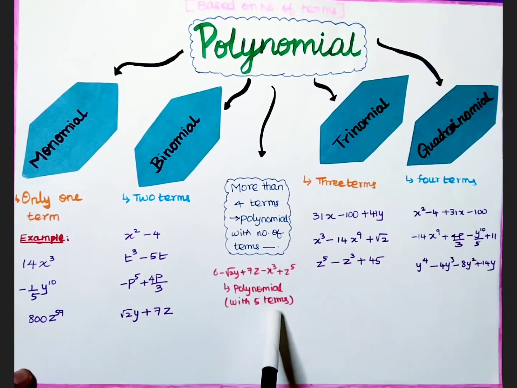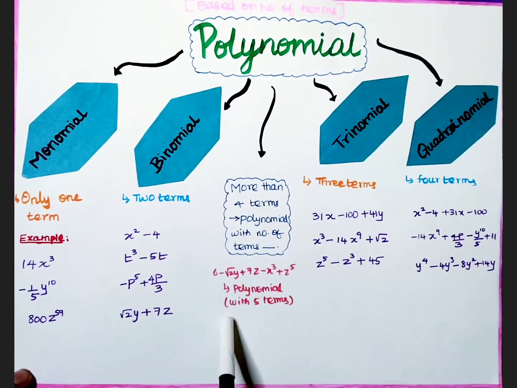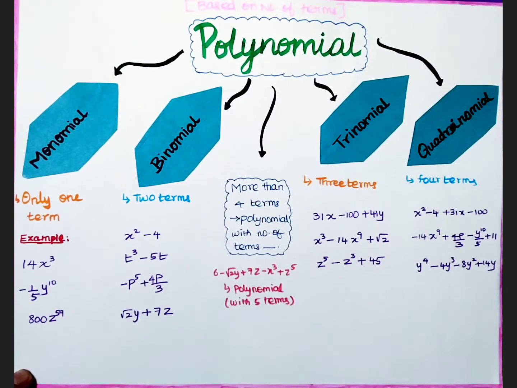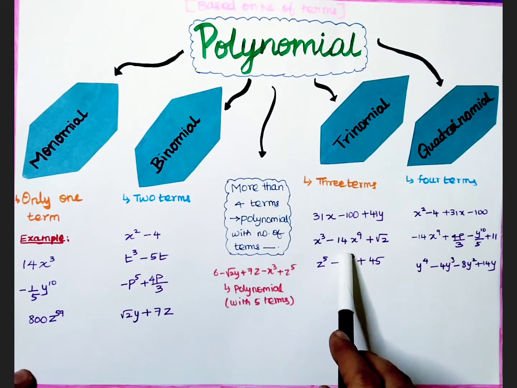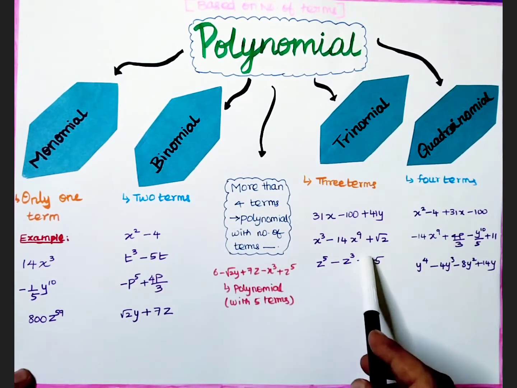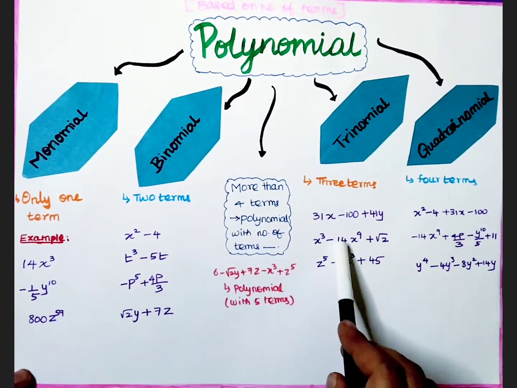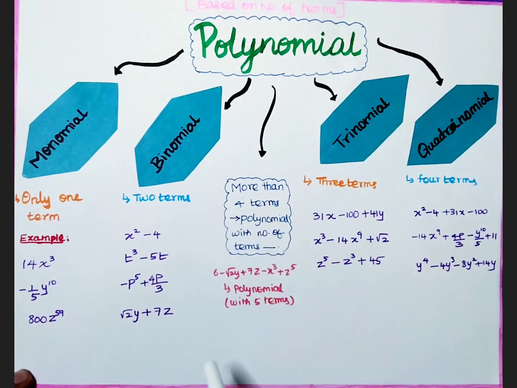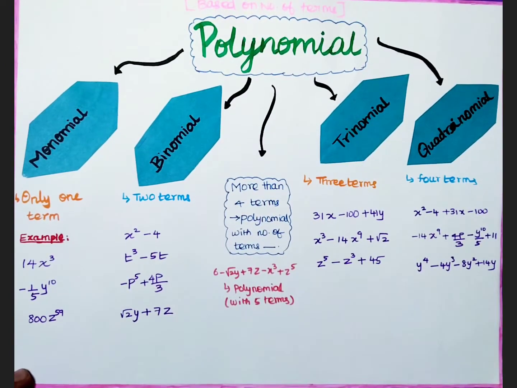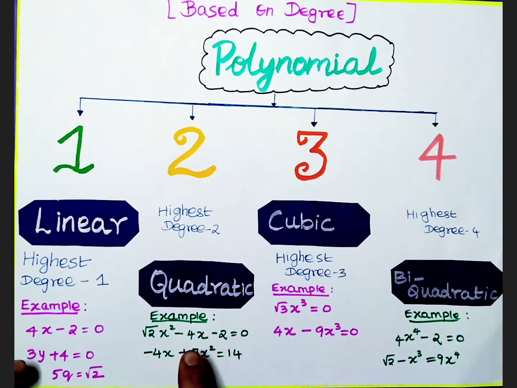So I have given an example for 5 terms. So we say it as polynomial with 5 terms. Okay, here the degree or the variables, we don't even have to worry about it. Only the number of terms that is combined with addition or subtraction. Next, we have the polynomials based on degree.